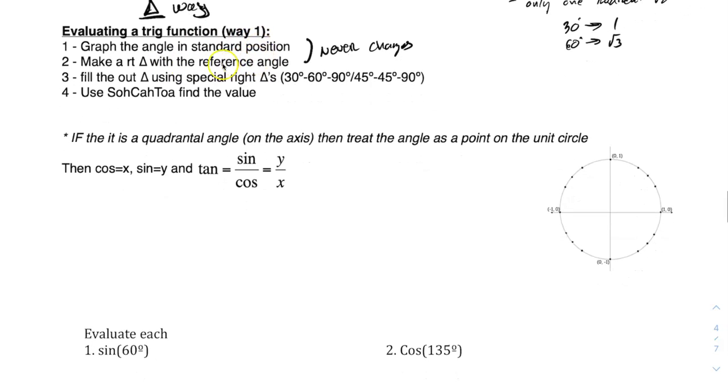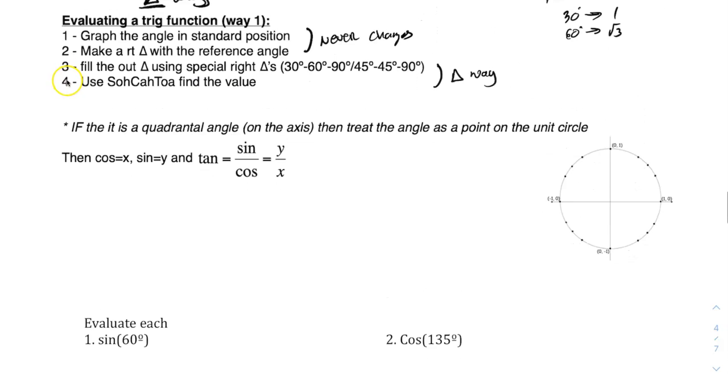And then since we're doing the triangle way, this is what's special to the triangle way. These last 2 steps: once you make a reference angle, it's going to be one of the special right triangles. It'll be a 30-60-90 triangle or a 45-45-90 triangle. So you fill out the sides using those 2 triangles, and then you use SOHCAHTOA to get the value.